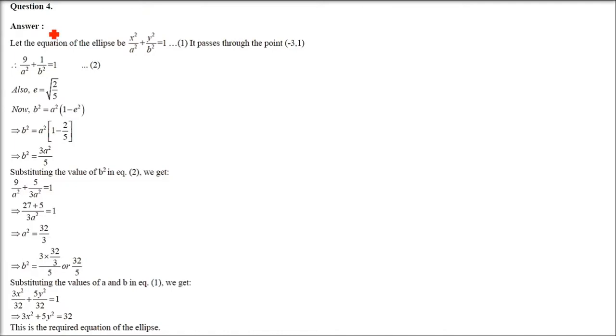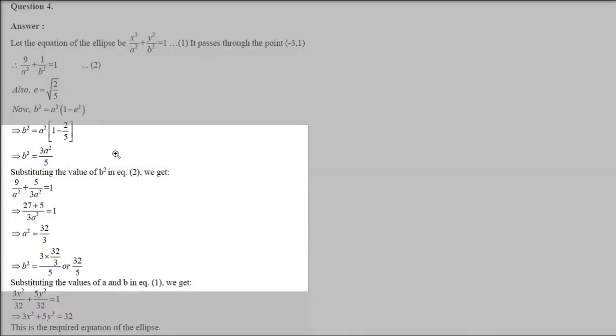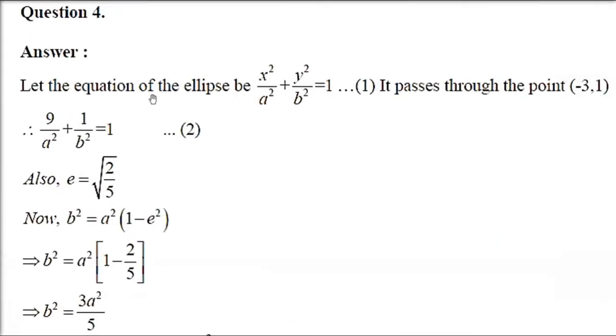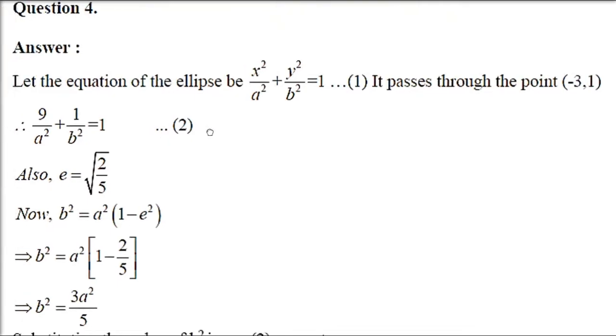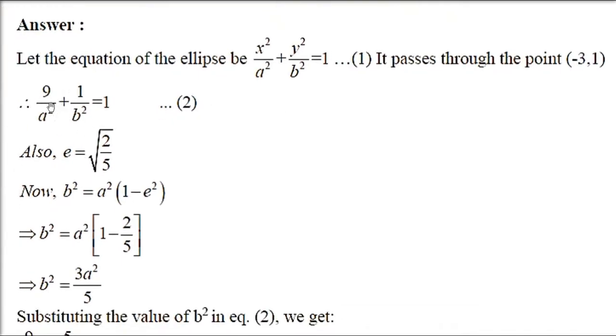Find the equation of the ellipse, referred to its axes as the axes of x and y respectively, which passes through the point (-3, 1) and has eccentricity root 2 by 5. Always remember, you have to take the equation as x square by a square plus y square by b square equals 1. Now it is passing through (-3, 1), so (-3, 1) will satisfy this equation. In place of x I am putting -3, in place of y 1.